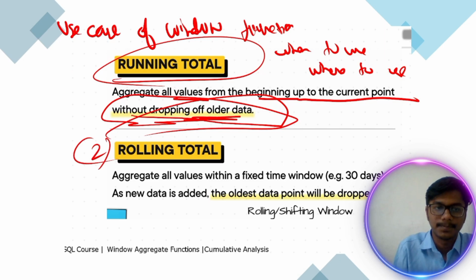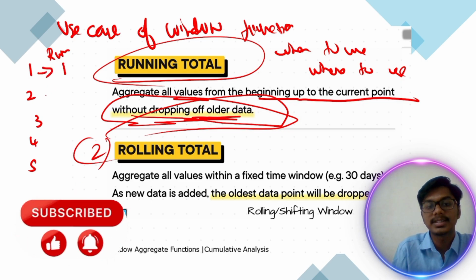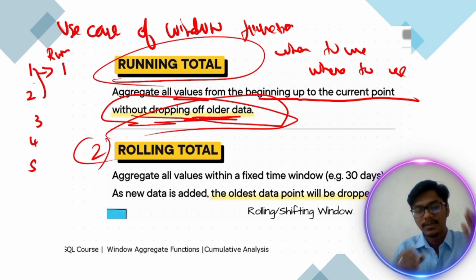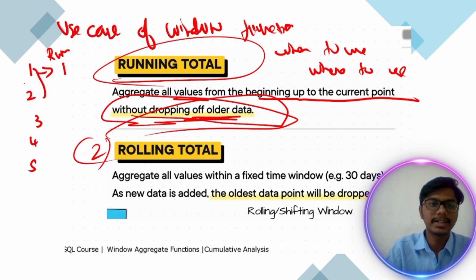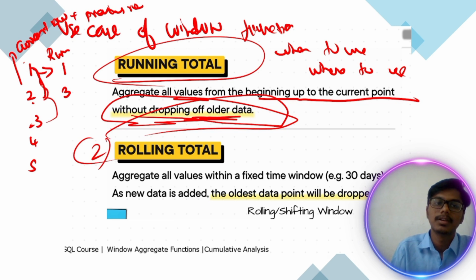What is meant by the running total? Let's consider 1, 2, 3, 4, 5. I'm writing the running total. For the first one it is 1. For the second, I just want to add the current row plus the previous row. That's the main intention. So the second, 2 plus 1, is 3, right? So it will be the current row plus the previous columns that are available.